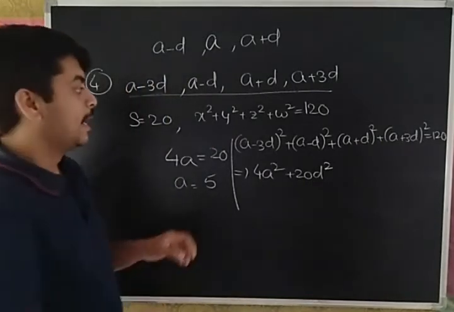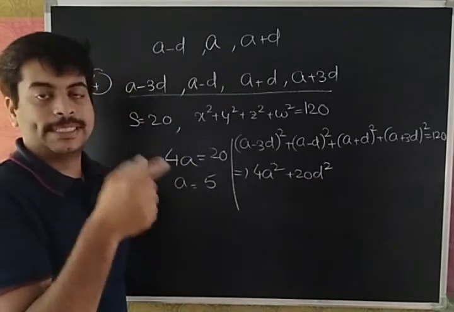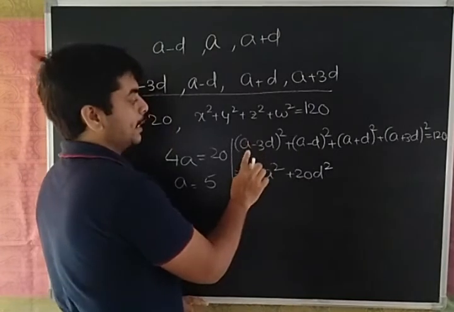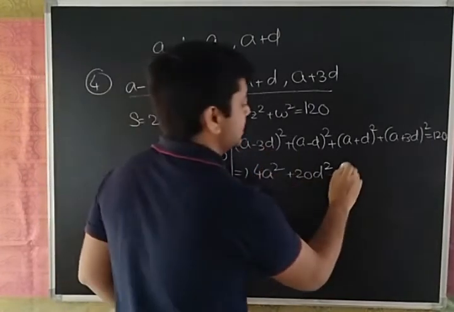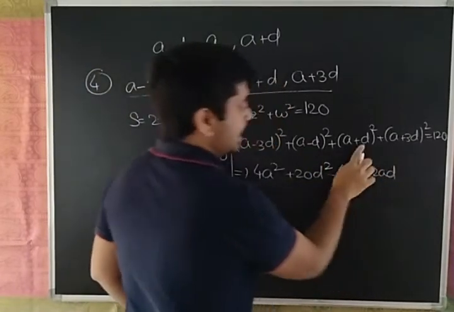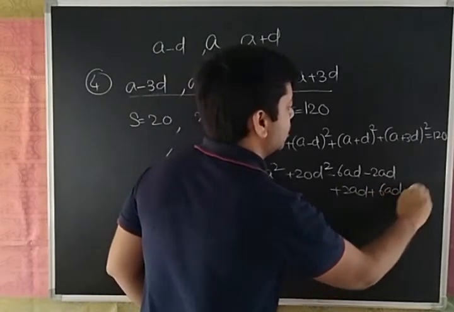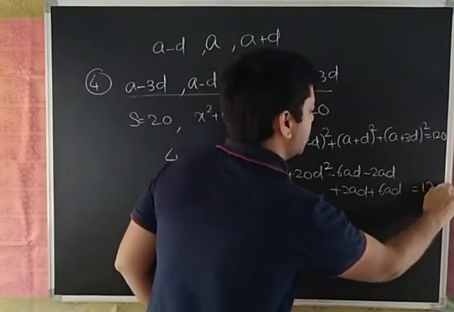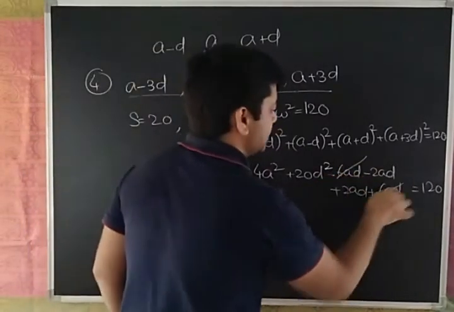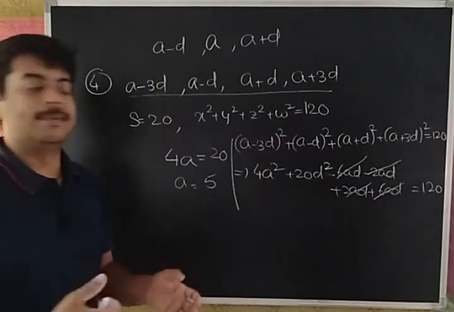Is it correct? When you are expanding A plus B whole square, you will get that. Here you will get 9D square, here D square, here D square, here 9D square. Whatever the remaining terms, A minus B whole square is A square plus B square minus 2AB. So here you get minus 2 into A into 3 into D, so minus 6AD, and here minus 2AD, here plus 2AD, and here again plus 6AD, is equal to 120. Carefully check what is going on here. Minus 6AD plus 6AD, minus 2AD plus 2AD get cancelled, and again it became a very easy problem.